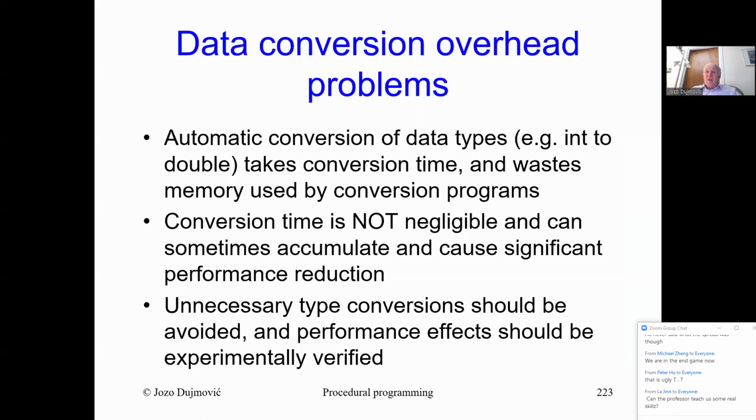So, data overhead is the problem when you have different data types. If you have one complex data type, like double, and you have an integer, you cannot perform operations between an integer and a double. You have to convert that integer to double and then perform operations between doubles. So compilers are inserting convert programs.